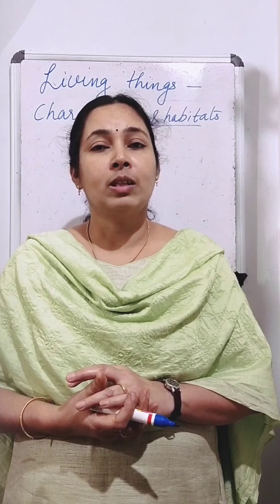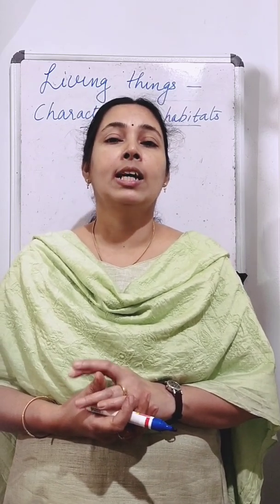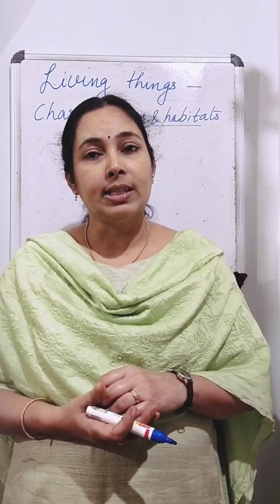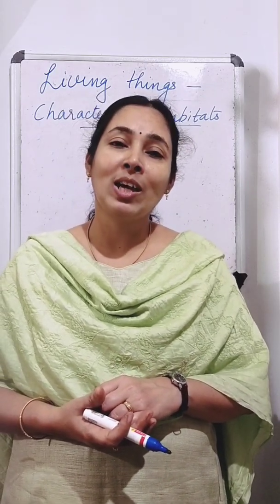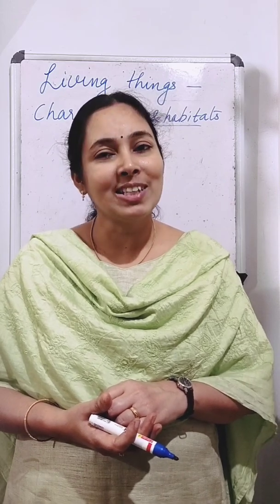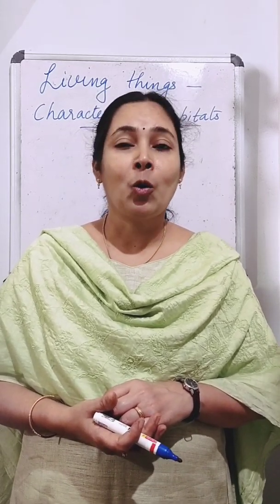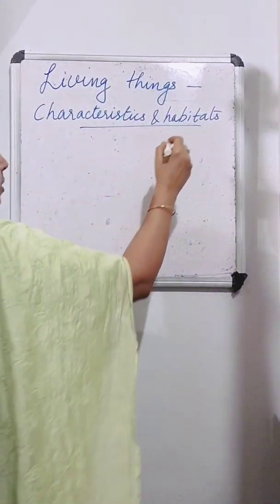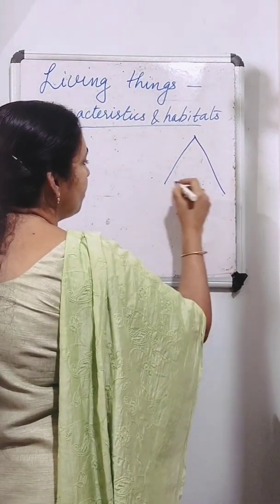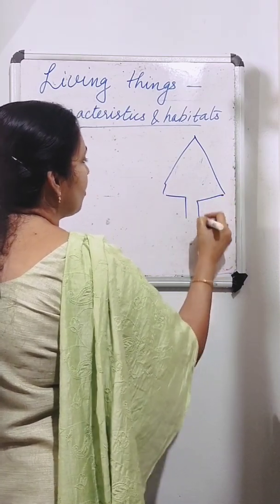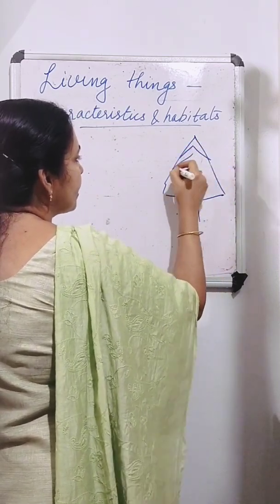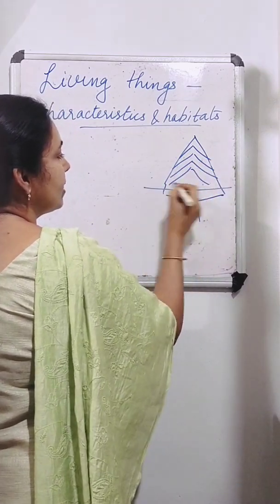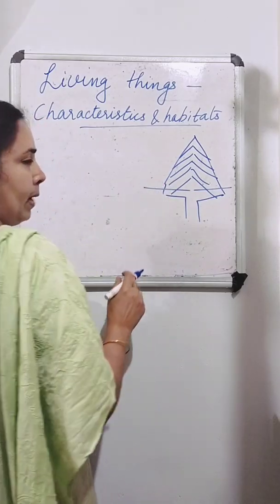And the trees growing in mountain regions, they have some adaptations that help them to grow in mountain regions. Have you seen the kind of trees growing in a mountain region? What about their shape? They are normally cone shaped and they have sloping branches. So branches are sloping branches, not straight branches.